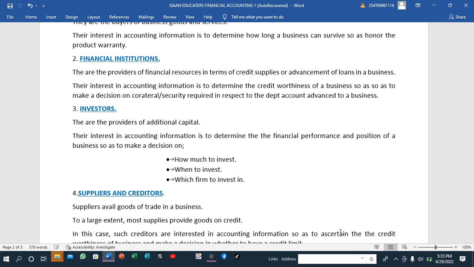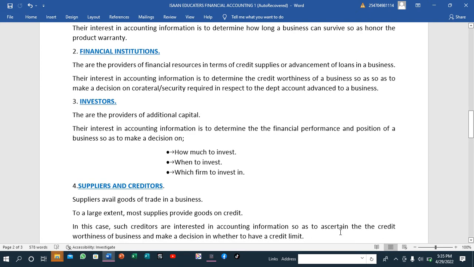Some businesses do very well at certain periods or seasons. So as an investor, you have to identify the period of time when a business will be at its peak, and that is when you are going to invest. Lastly, you have to identify which firm to invest in. As an investor, you have to invest in a firm whereby you are assured that your investment will not go to loss. So you have to invest in a company that is doing very well.